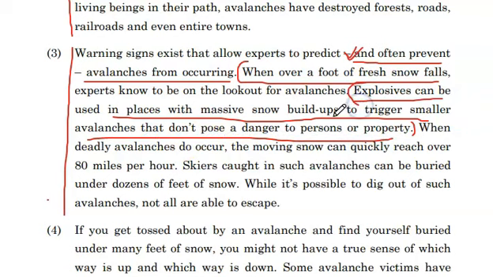Let me explain it in simple language. When snow starts building up and a foot of fresh snow falls, experts start observing that a bigger avalanche is going to develop. So in those places, explosives are used or can be used to destroy those massive buildups, to trigger smaller avalanches that pose no danger to persons or property.